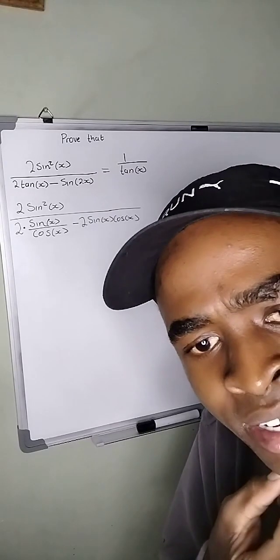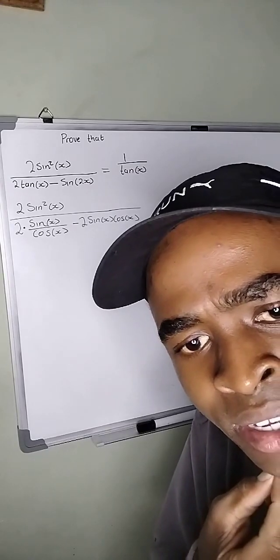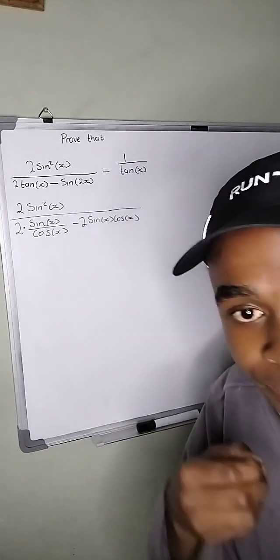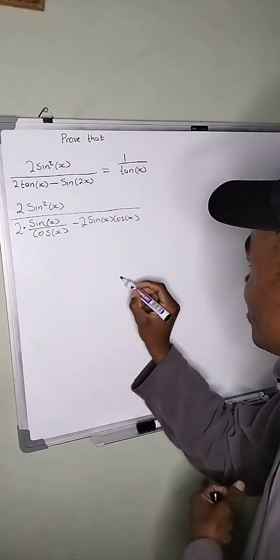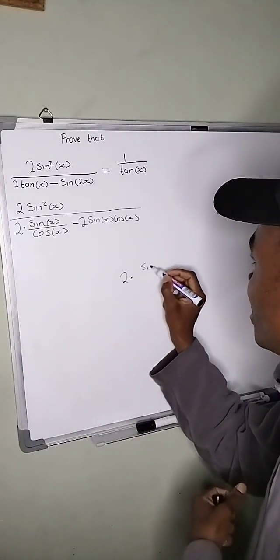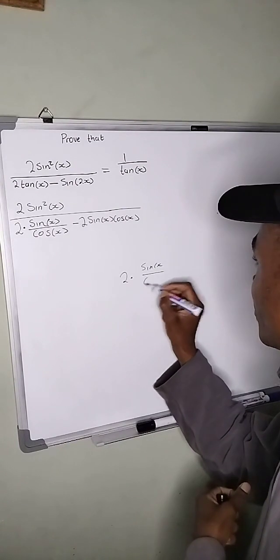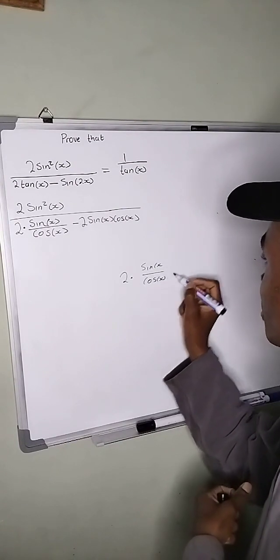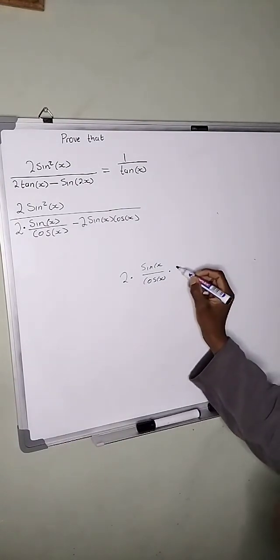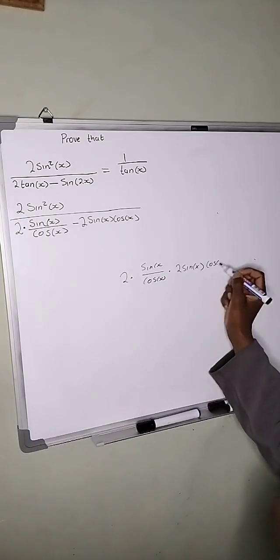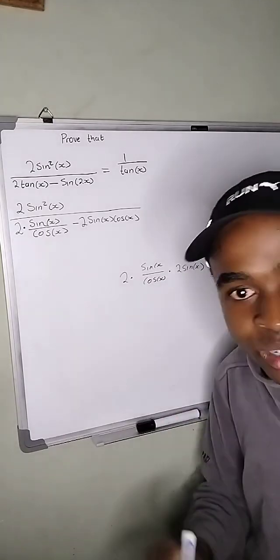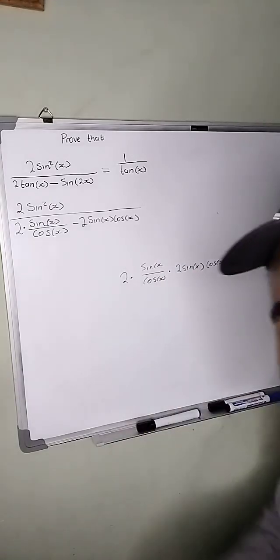What's the common factor? Guys, let me take this down. 2 multiplied by sine x over cos x, multiplied by 2 sine x cos x. Which one is the common factor here?